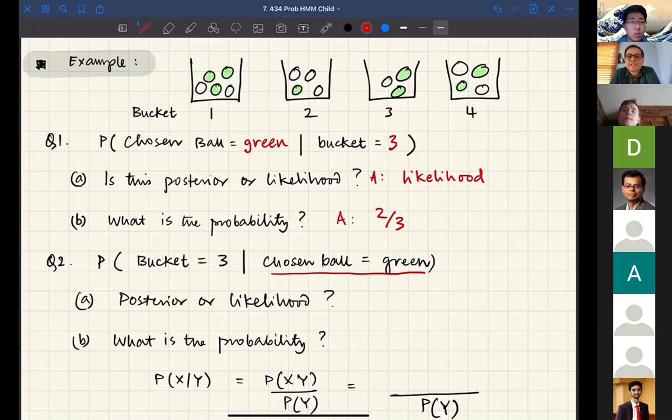Sorry, I didn't hear you. Anyone? Is this a posterior or likelihood? I think Hafan's muted even when he unmutes. Yeah, Hafan, you're muted even when you unmute. When you unmute, we still cannot hear you.